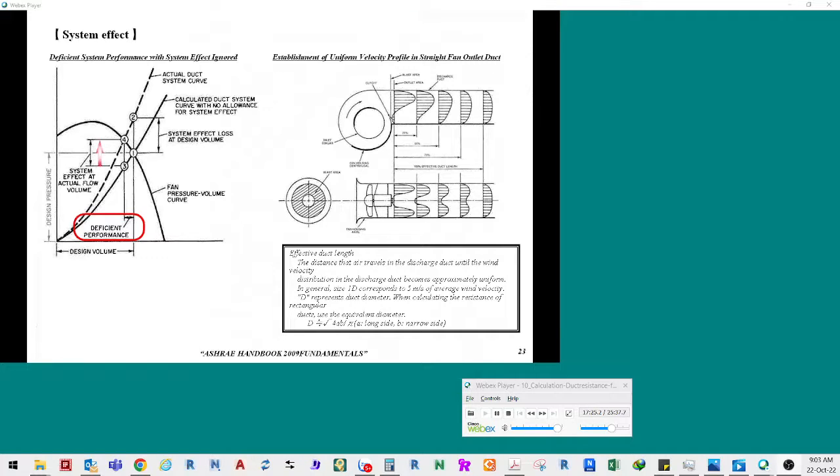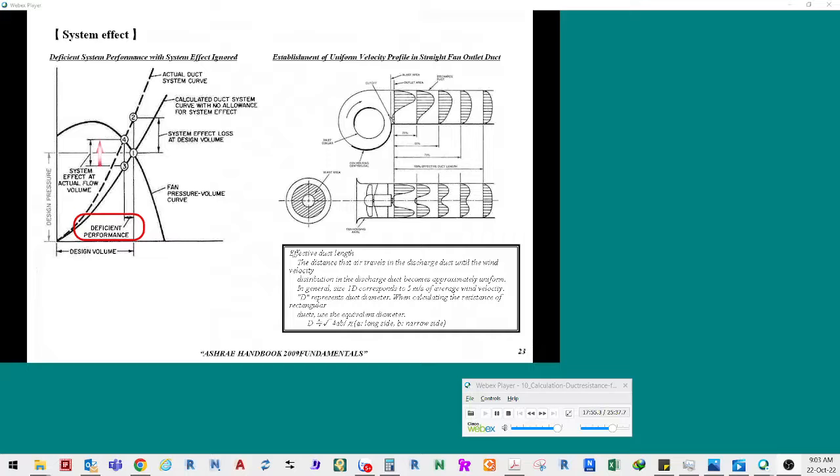First, let's think what will happen if the system effect is not estimated. In that case, the actual resistance is higher than the calculated resistance. Of course, the actual flow rate is below the set flow rate. To achieve the set flow rate, the resistance generated as a system effect must be added. If not, different fan performance will occur.